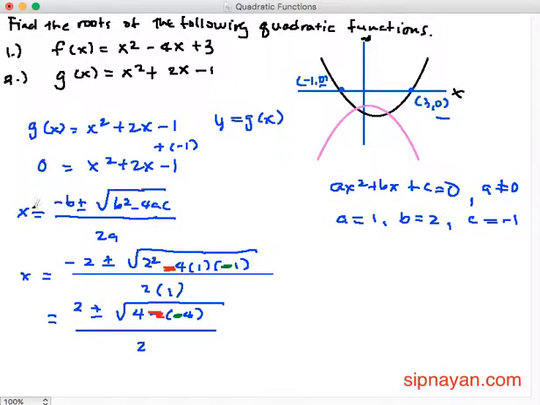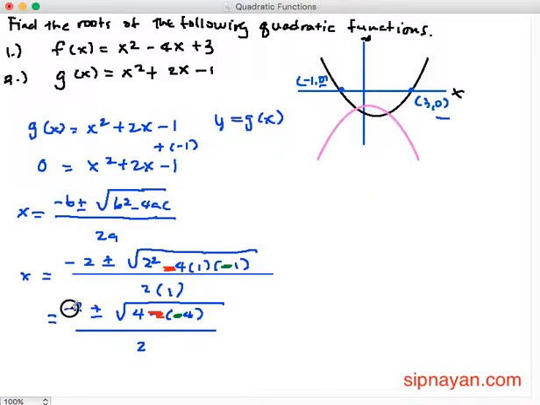So, simplifying, we have 4 minus negative 4. 4 minus negative 4 is 8, no? So, magiging square root of 8. So, magiging, nawala yung negative natin dito. So, negative 2 x is equal to negative 2 plus minus square root of 8 all over 2.